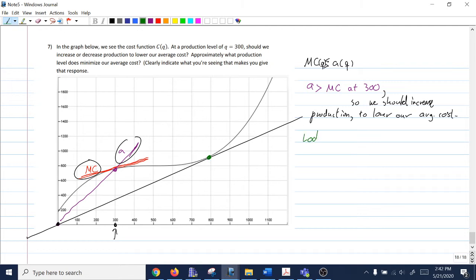Looks like average cost is minimized around almost 800. I'm going to call that 790 units. That is how many I should make to minimize my average cost. I can see to the left of here my marginal cost would be less and I should increase production. I can see over here my marginal cost would have been bigger and I should lower production. And those are both pointing me towards the spot where it just barely grazes, where the two things are equal. Cool.